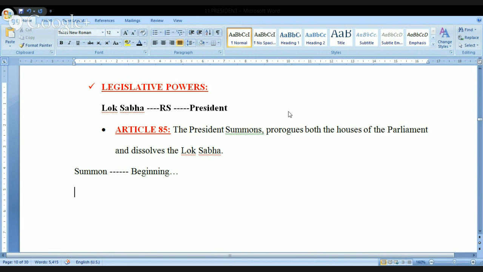Next one. So summon means we have understood that it is the beginning of the parliament session. Similarly, when I come across the word prorogue, the meaning is nothing but ending of the parliament session. Ending in the sense, the meetings of the parliament will stop, and the members are expected to go back to their respective constituencies. They are supposed to work for the welfare of the people. So hence they will be coming back.